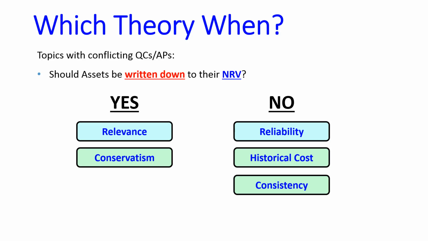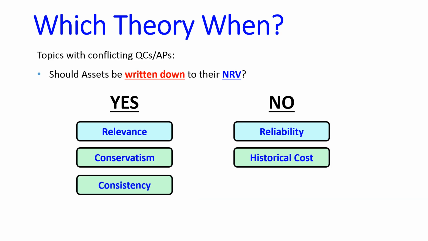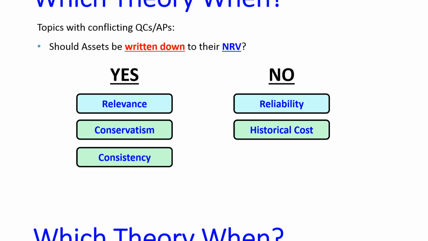Consistency, well, what did we always value stock at? If we've always valued it at its cost and we're going to start writing things down now, well, we'd breach consistency. However, interestingly enough, what if we always write stock down? If we always write stock down, well, all of a sudden consistency says I should keep doing that. So that's where one theory actually conflicts with itself.